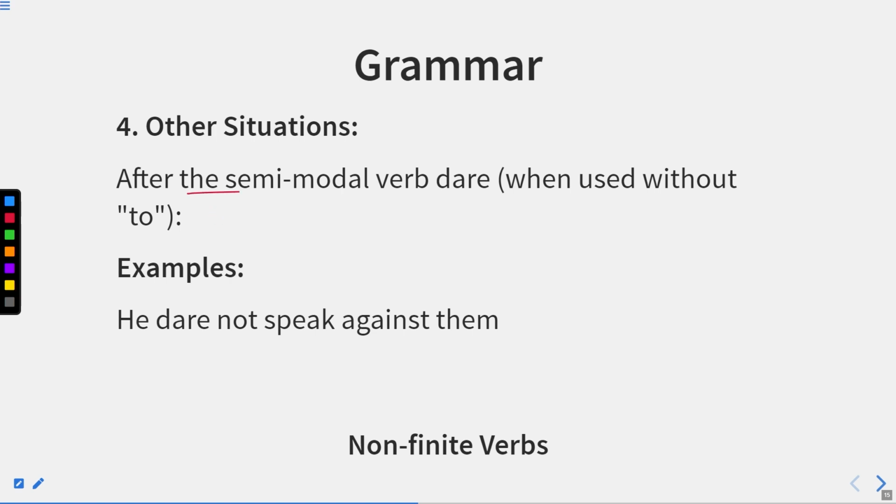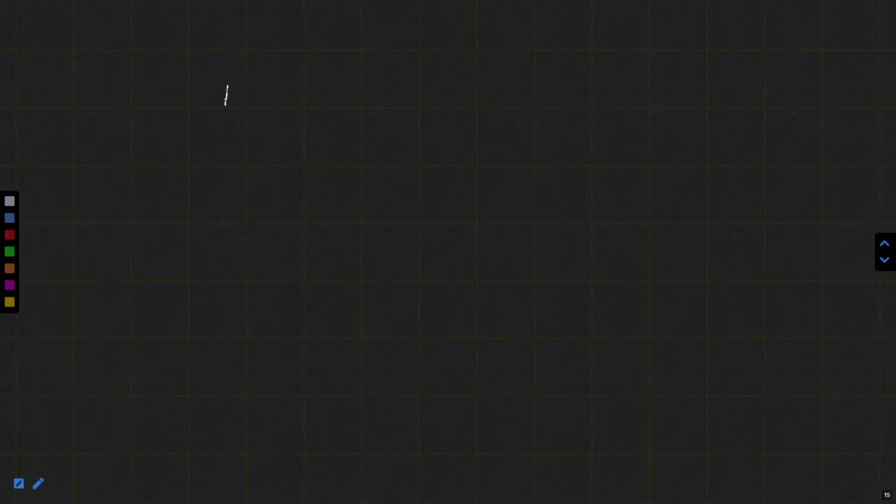Other situations after the semi-modal verb dare when used without to. He dare not speak against them. Now, there is something with the word dare and need which we should understand: when to use to and when to use not to. How? Let us discuss.